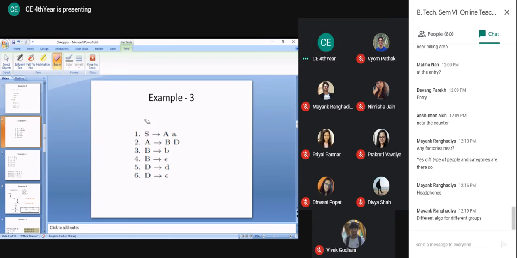Okay, now is this clear? First two examples. Any query in this? Yes, any query in this first two examples? So now for this example, can you tell what will be in the first of D?